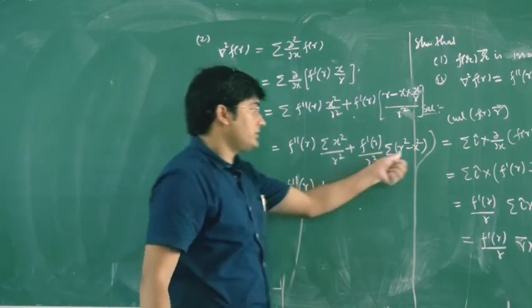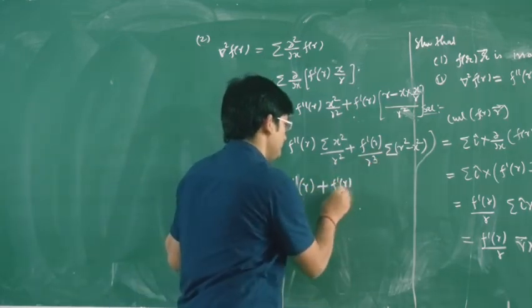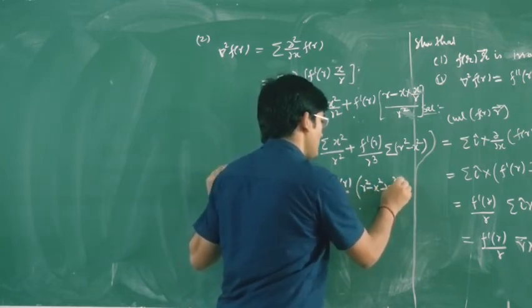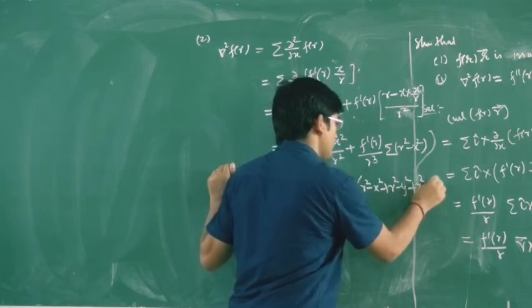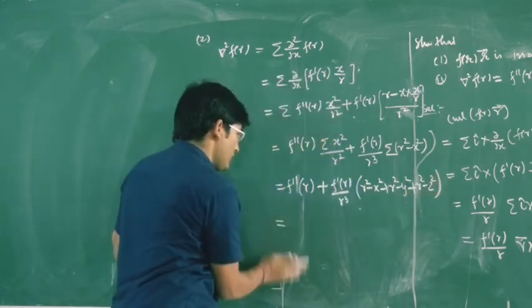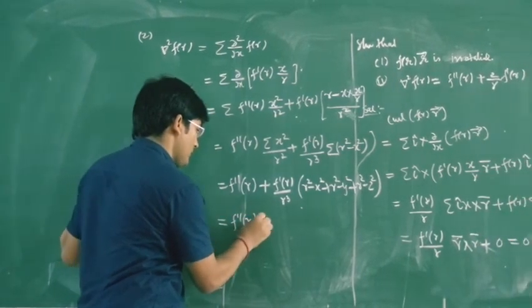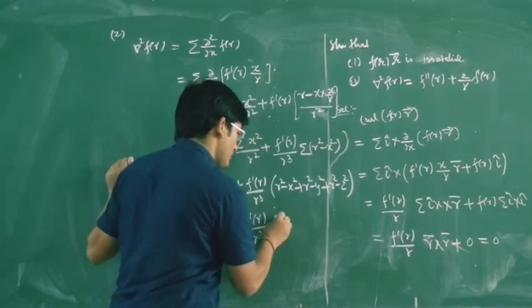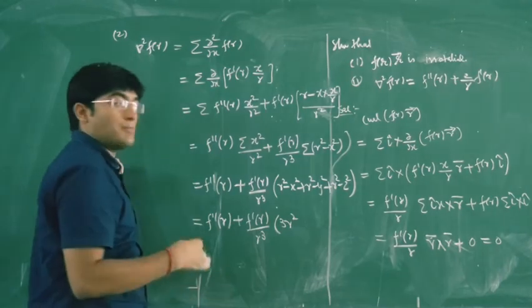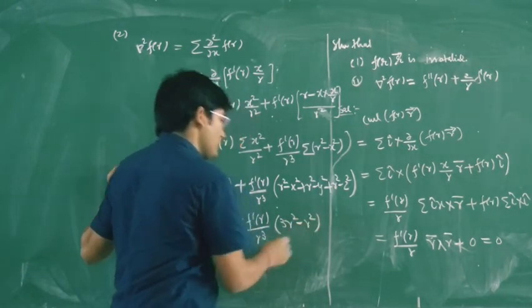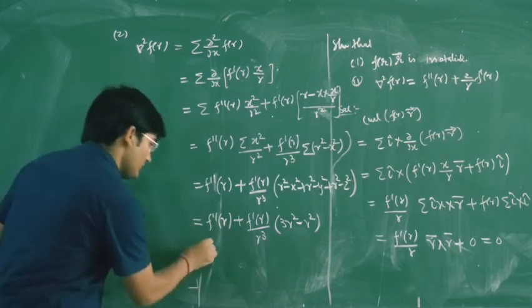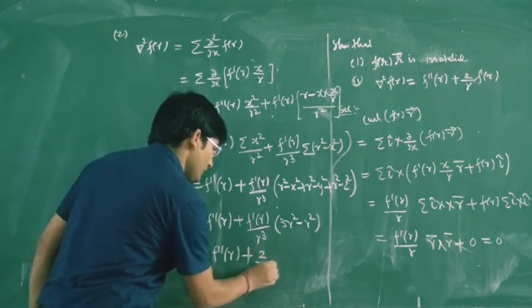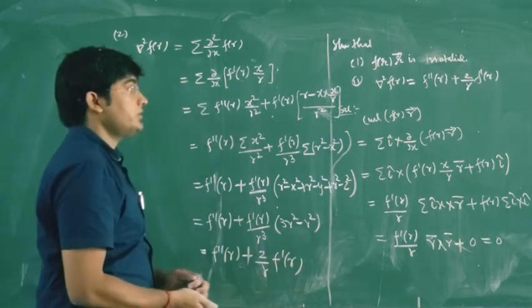Then this will be your r² minus x², next term will be r² minus y², and then third term will be your r² minus z². So this is equal to f''(r) plus f'(r) upon r³. Now this bracket will be your 3r², then we have minus x² minus y² minus z², so this is your r². So this is your 2r². So this is equal to f''(r) plus 2 upon r into f'(r). So this is what we have to prove.